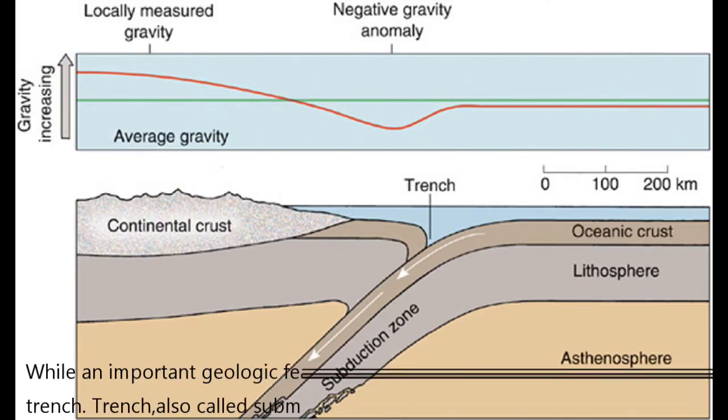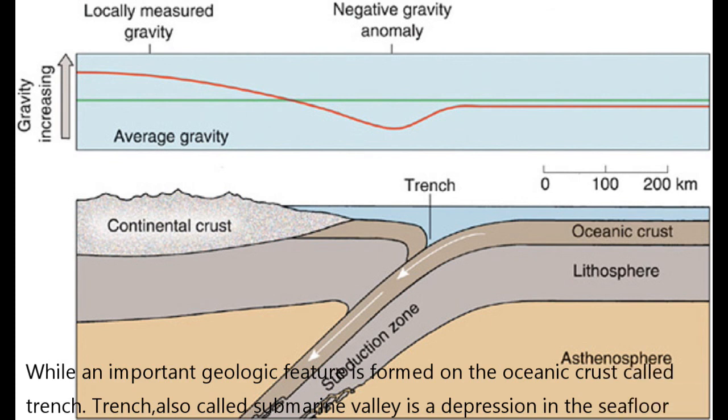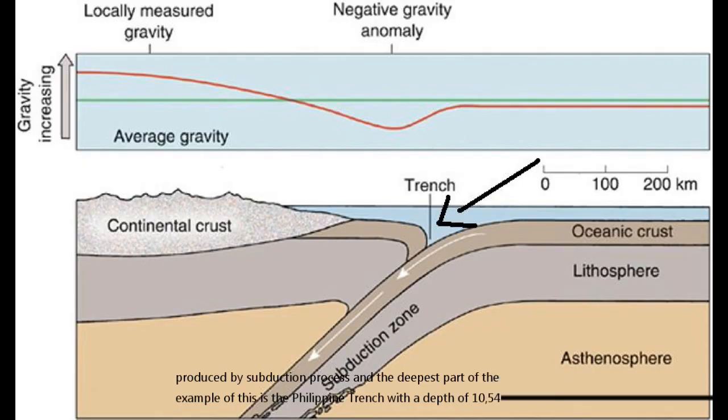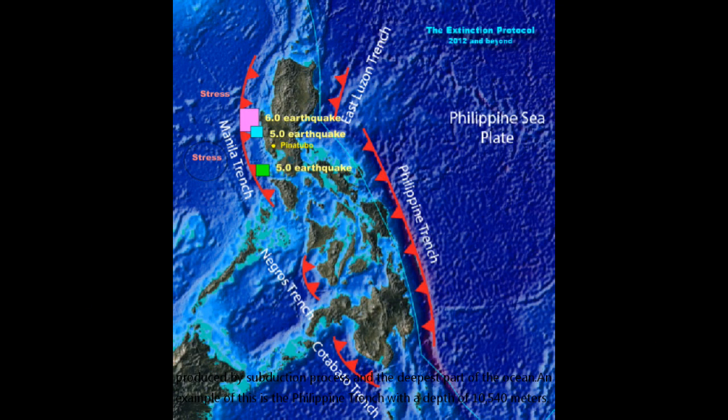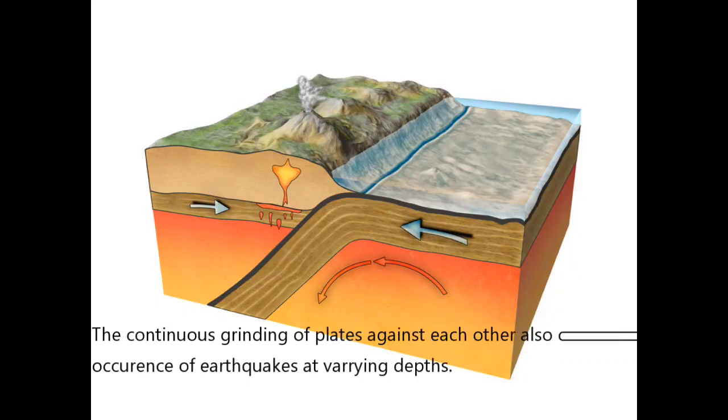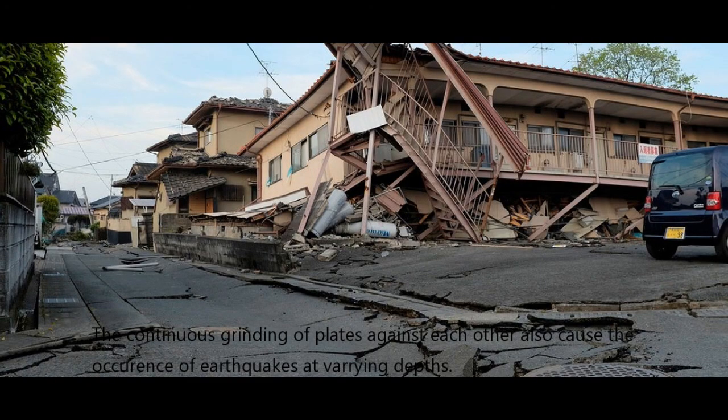While an important geologic feature is formed in the ocean crust called a trench, also called a submarine valley, is a depression in the seafloor produced by the subduction process and the deepest part of the ocean. An example of this is the Philippine Trench with a depth of 10,540 meters. Continuous grinding of plates against each other also causes the occurrence of earthquakes at varying depths.